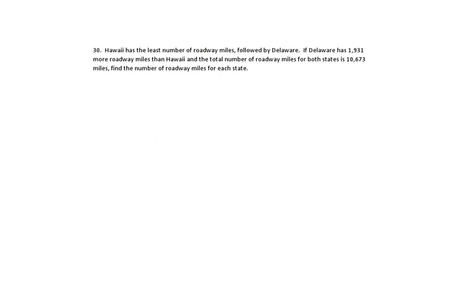Well, the key phrase here is both states is 10,673. Here's what that means. If you were to do Delaware, which is D, plus Hawaii, which is H, everything should equal 10,673.